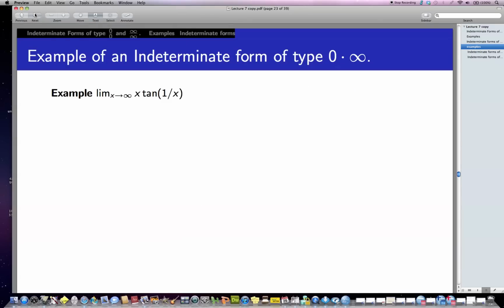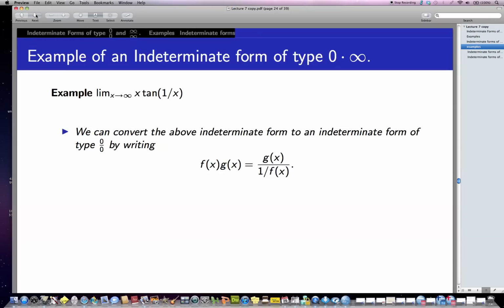Here's an example. Our example, x times tangent 1 over x. I can convert this to an indeterminate form of type 0 over 0 by writing it in the form tangent 1 over x, which goes to 0, divided by 1 over x. And this quotient is equal to the product x times tangent 1 over x, and this is an indeterminate form of type 0 over 0, and I can apply L'Hopital as I did before.